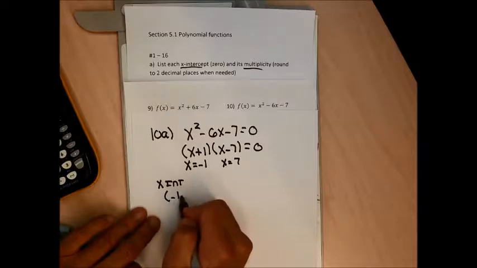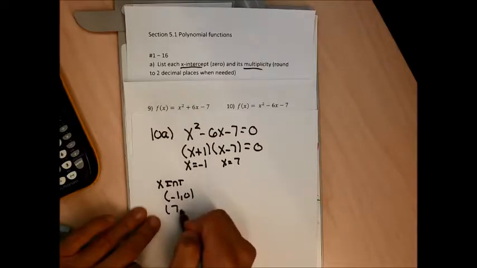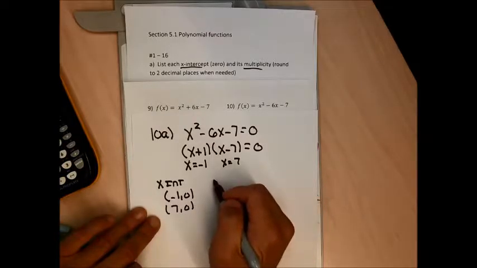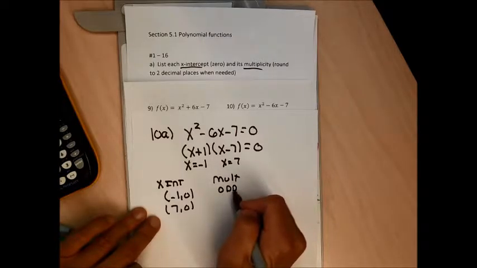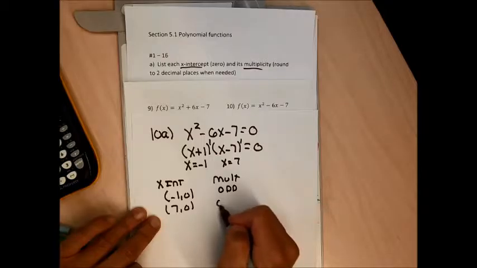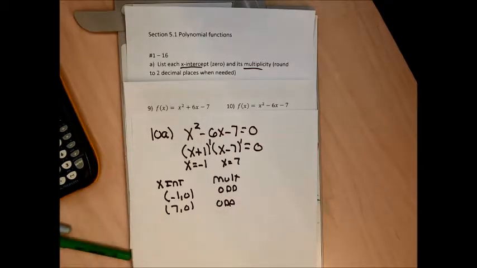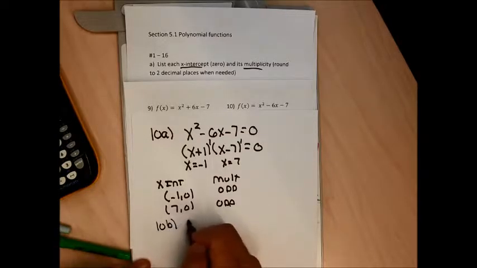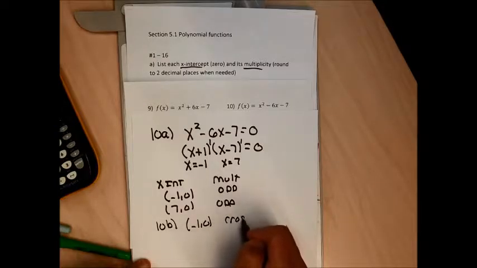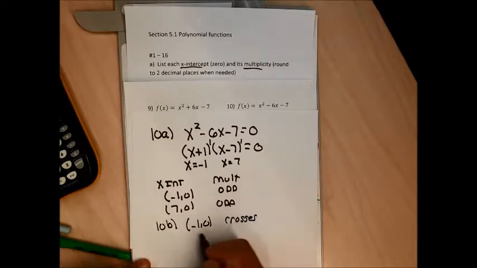They're going to be negative 1, 0 and positive 7, 0. And in terms of the multiplicity, both the factors have an implied exponent of 1, so they both have odd multiplicity. 10b is stating whether it crosses or touches. And for both of these, because they have odd multiplicity, it's going to cross.